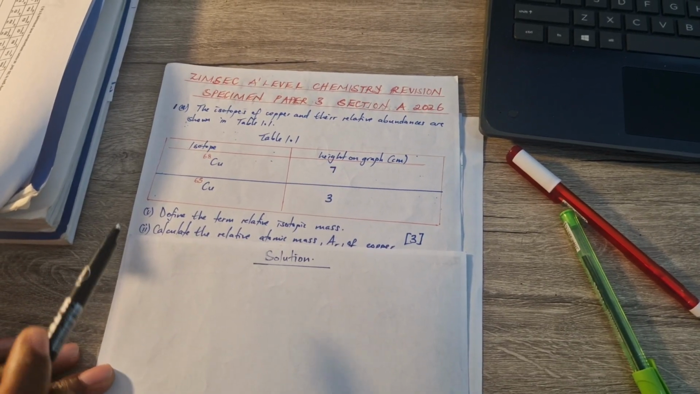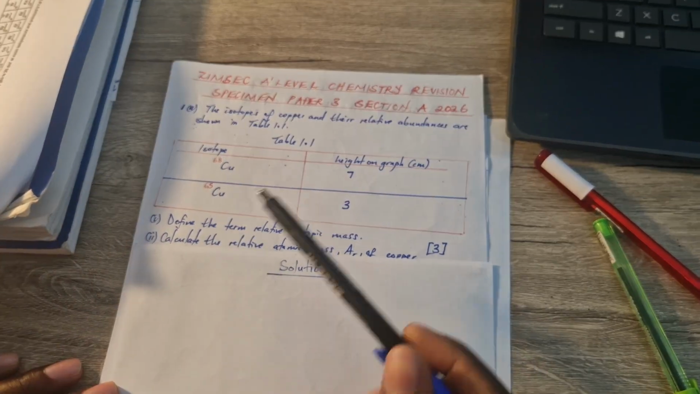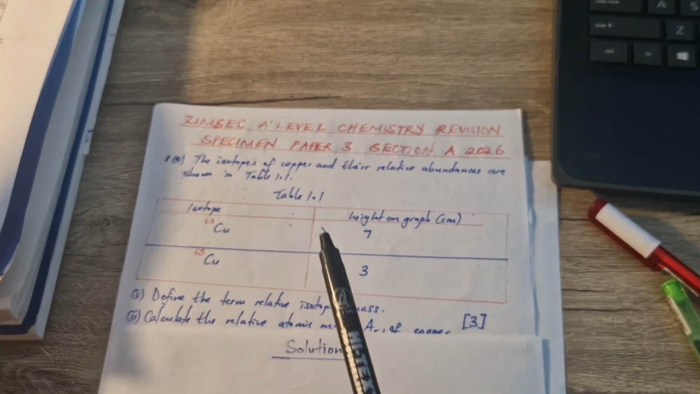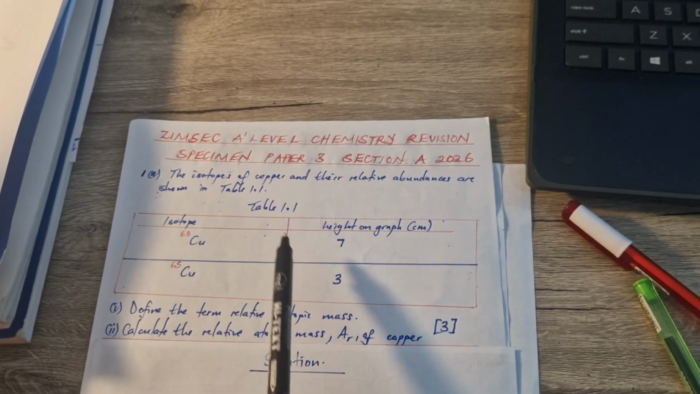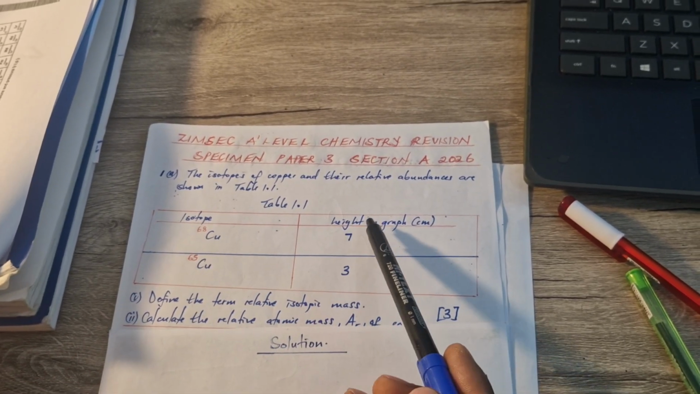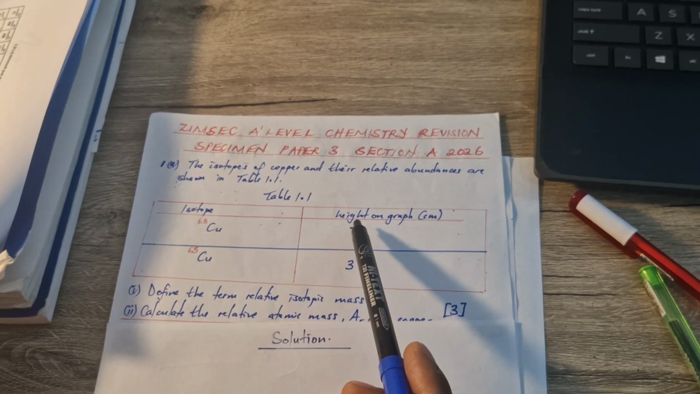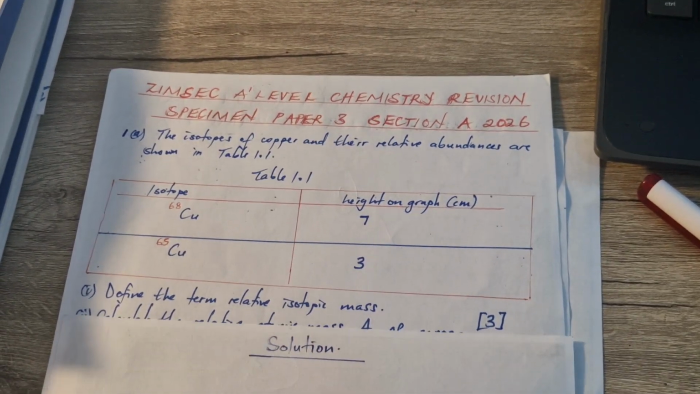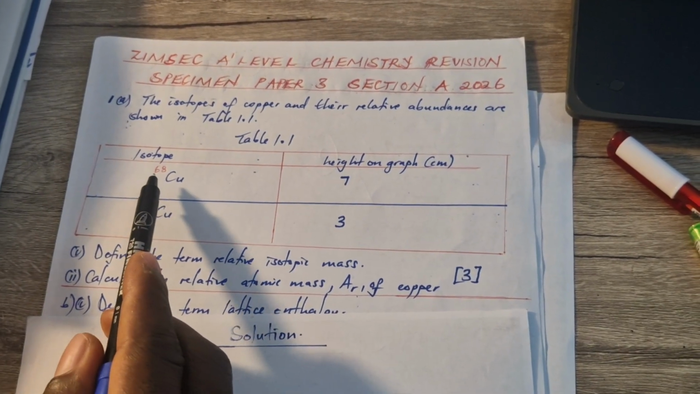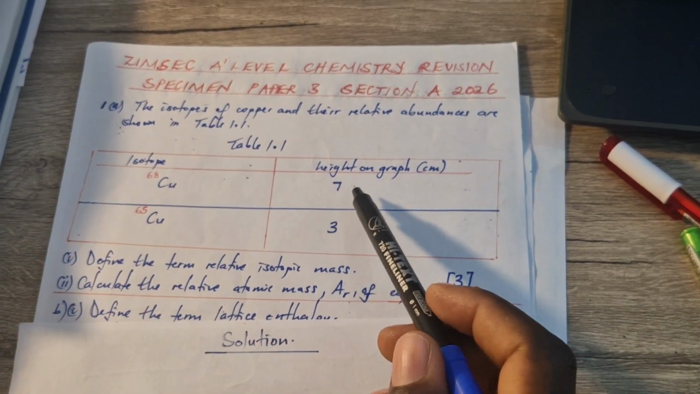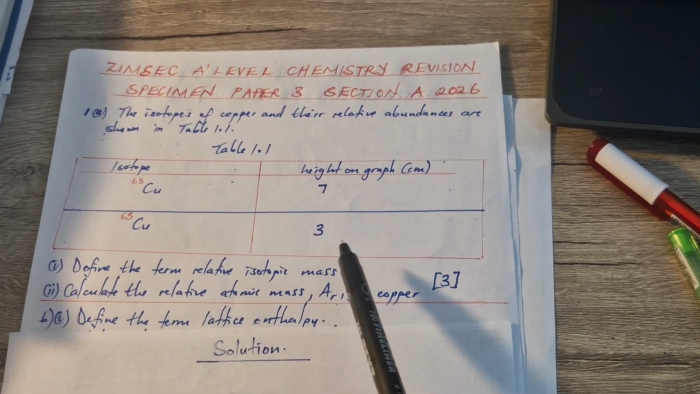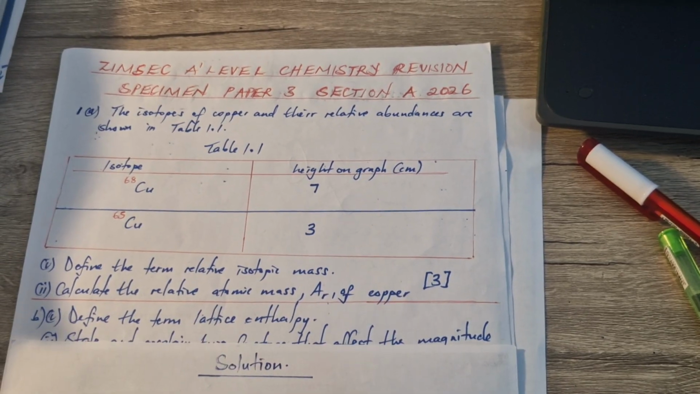Right, so for the first question, it's saying the isotopes of copper and their relative abundance are shown in the table 1.1. So this is our table 1.1. Here we have got the isotope, and on the right side we have got the height on the graph in centimeters. So for the copper isotope 68, it has got a height of 7 centimeters. Then another, copper 65, has a height of 3 centimeters on the graph.